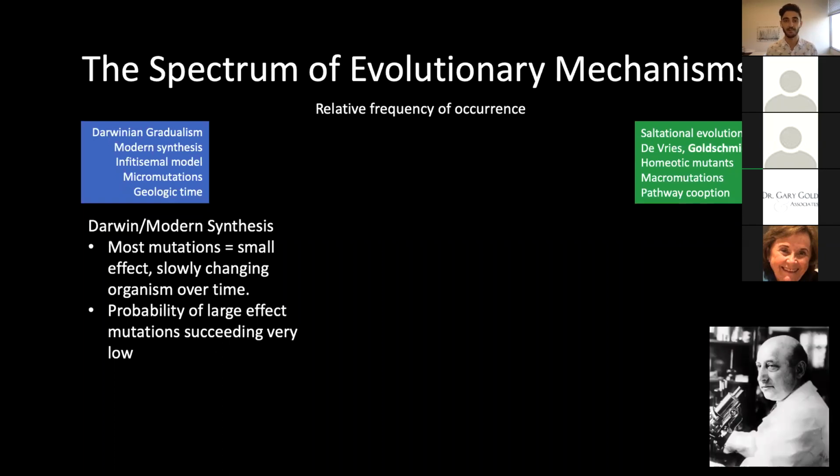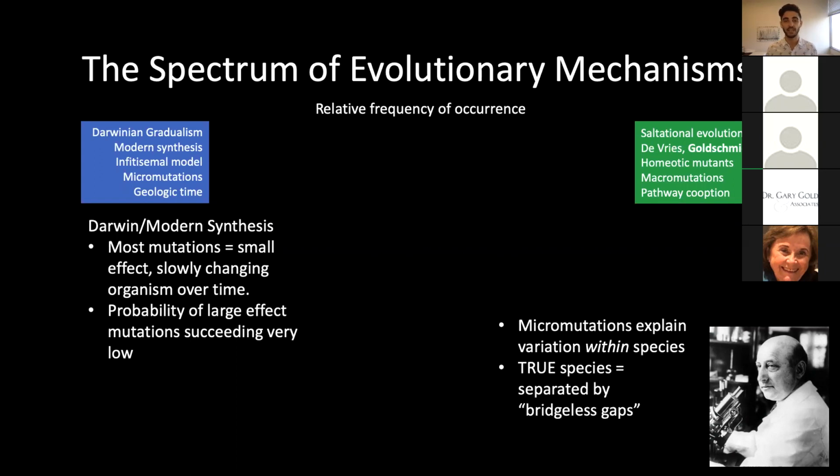He was an evolutionary biologist during the time of the modern synthesis, and he had some problems with this entirely gradual approach. The way he saw it was micromutations are really important for variation within species and local adaptation, leading to varieties, or a sport, as Darwin would call it. But true species, he argued, distinct units and higher level taxonomic rankings are separated by what he called bridgeless gaps. And he couldn't quite come to terms with how successive micromutations could ever span these gaps.